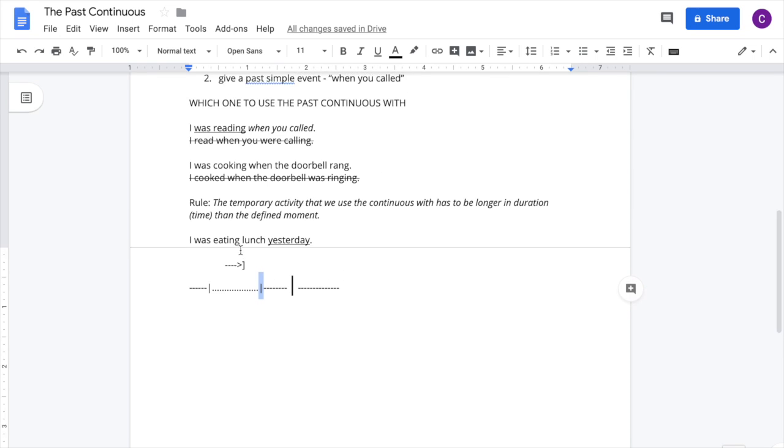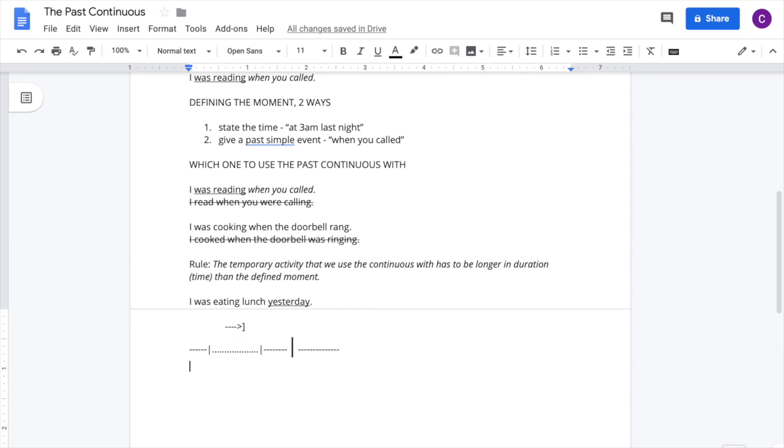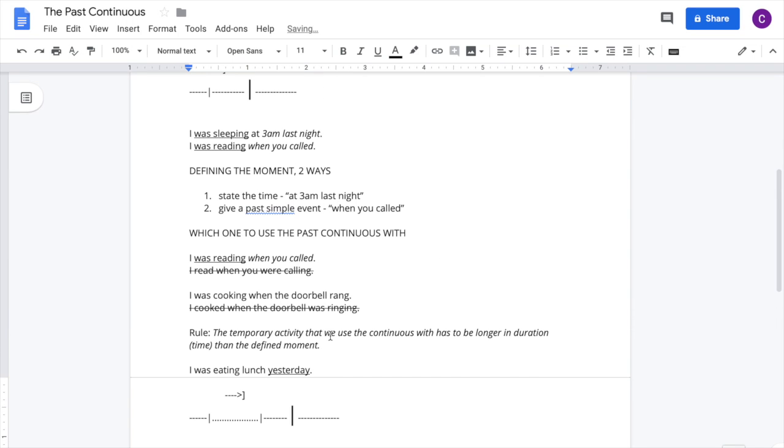All right, so you see, the temporary activity is not happening for the whole defined moment. The defined moment is longer, and because of that, it's only happening for part of the defined moment. So it's not logical. When we use the continuous, we're saying that the temporary activity is happening at a defined moment. If it's happening at that moment, it has to happen for that whole moment and then a little bit longer. Otherwise, it's not at that moment. Okay, it's not that important you understand that. You can think about that if you're interested. But that's the reason that the defined moment has to be longer.